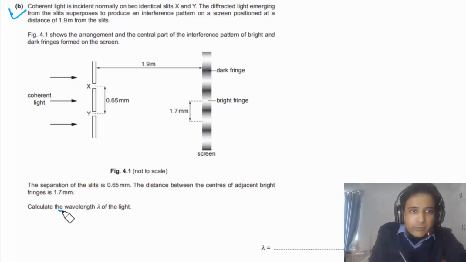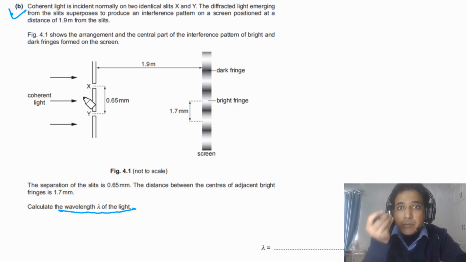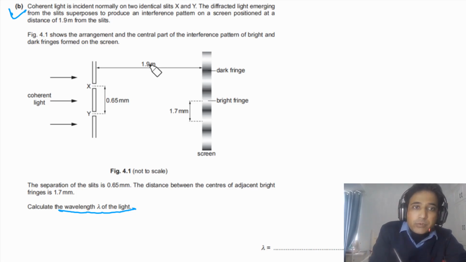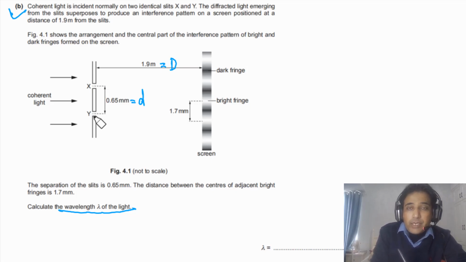Part B says calculate the wavelength of the light, and this is a typical question about the double slit experiment. For this question, the distance between slits and screen is given to us. We can say this distance is capital D, and the slit separation is given to us. We can say this is small t. This is the distance between the center of one slit to the center of another slit. And also we have the fringe spacing, meaning the distance between centers of two bright fringes is given to us. We can say this is x.